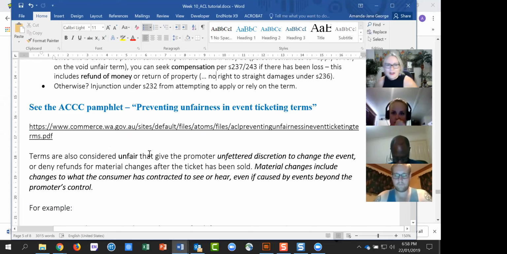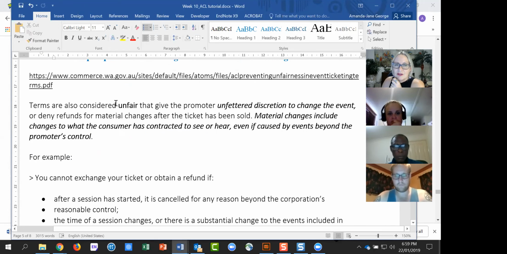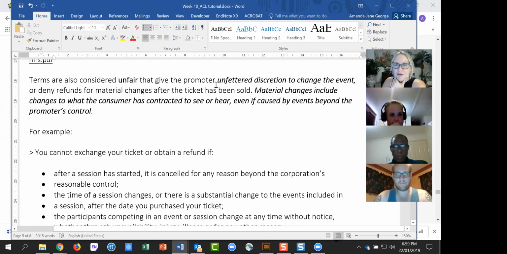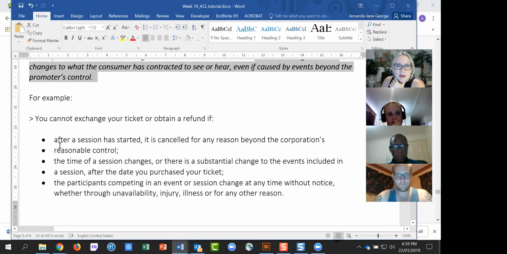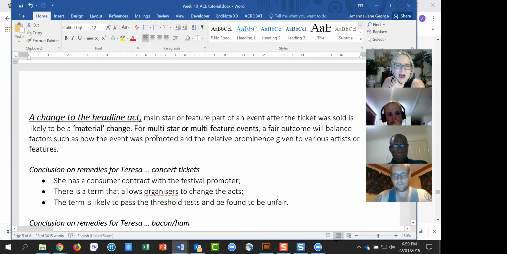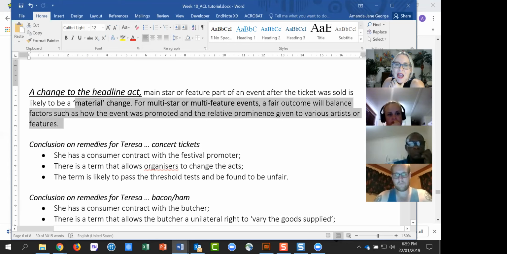Note, and this is where I said, I think, you know, in reality, you'd probably just run off to the ACCC or you'd go to the promoter and say that you're going to go to the ACCC. There's this nice little pamphlet online, which I think somebody mentioned on Moodle, but I didn't want to steal your thunder. So they've looked at this provision, obviously, because, you know, festival tickets are fairly litigious, as we've talked about. If they give the promoter unfettered discretion to change the event, material changes include changes to what the consumer has contracted to see or hear, even if caused by events beyond the promoter's control. Now, these are all the reasons why you can't exchange your ticket or get a refund, but change to the headline act, main star, is likely to be a material change. From multi-star or multi-feature events, a fair outcome will balance factors such as how the event was promoted and the relative prominence given to the artists.